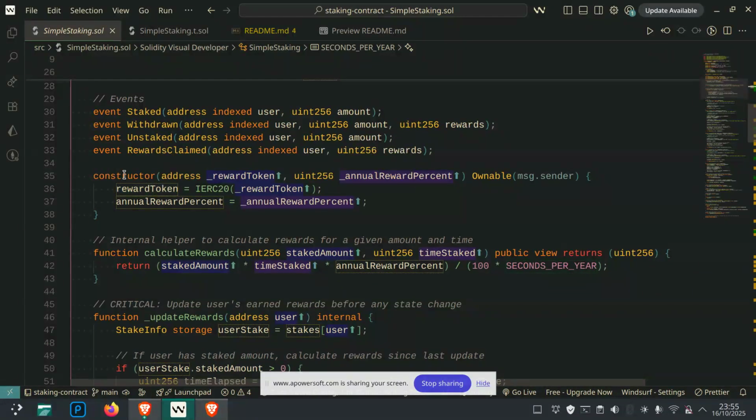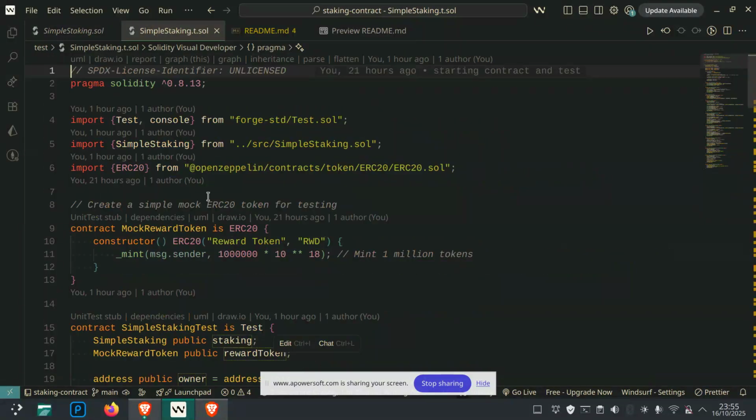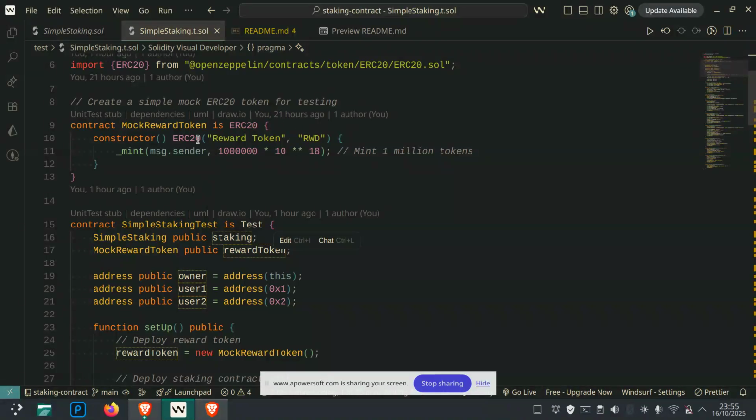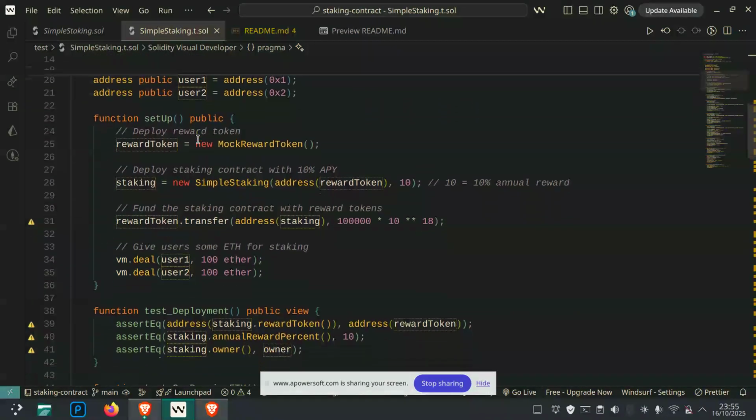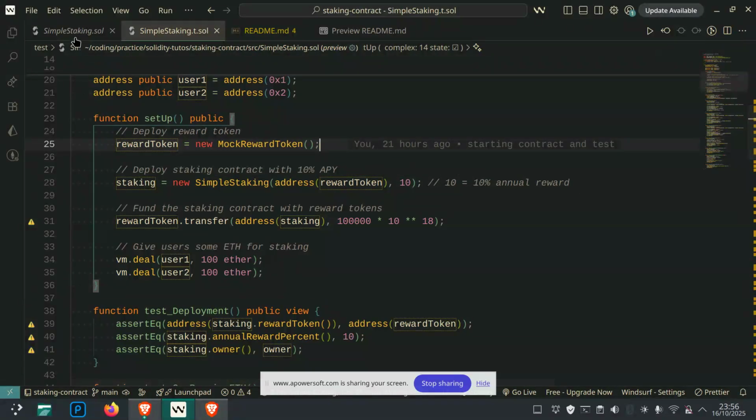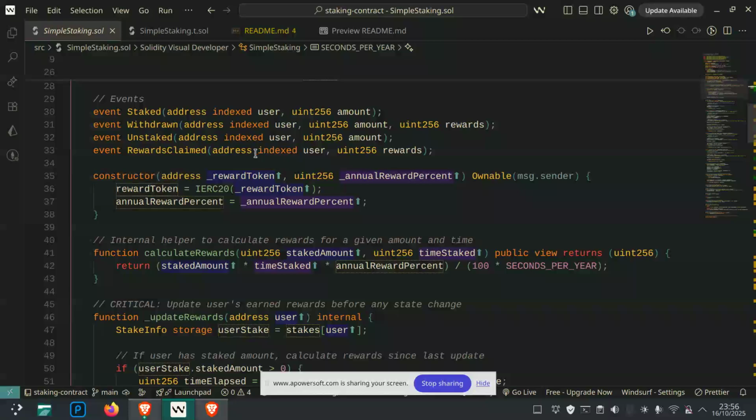Let's go to our constructor. A constructor is a function that only runs once, at deployment. We pass the address of the reward token, the token with which the stakers will get their rewards, and the annual reward percent, which will be 10 in the tests. Yeah, you see, I did 10 here, for simplicity.